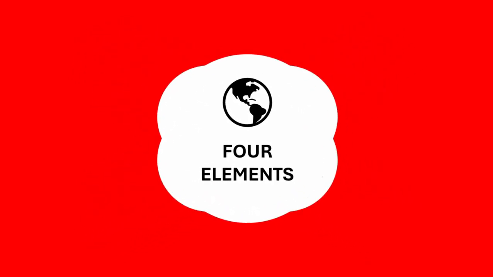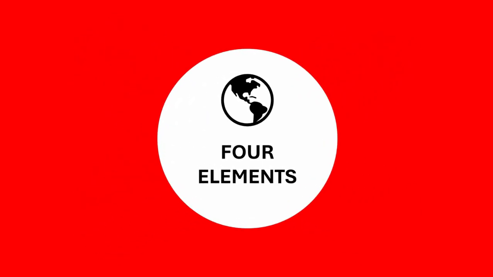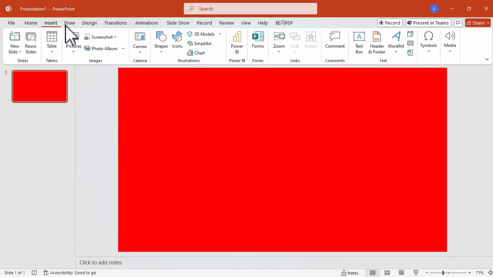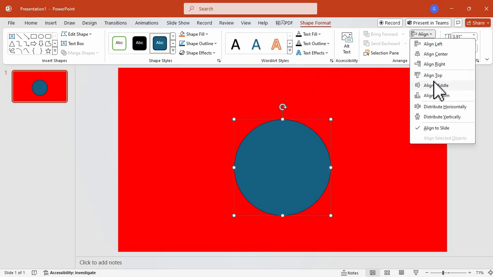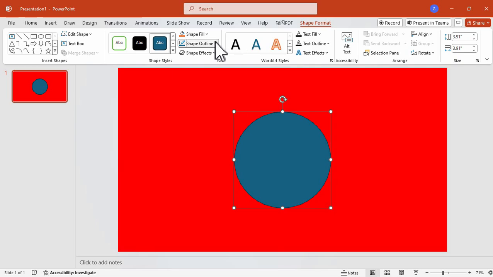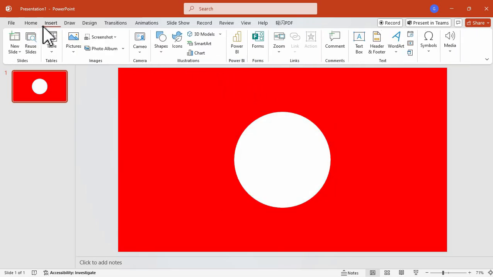In this video, you will learn how to create this kind of presentation using the Morph transition. So let's get started. On a blank slide, insert a circle shape. Let's add the circle and place it in the middle of the slide. To ensure it's properly centered, align it to the center and middle of the slide. Now change its color to white.